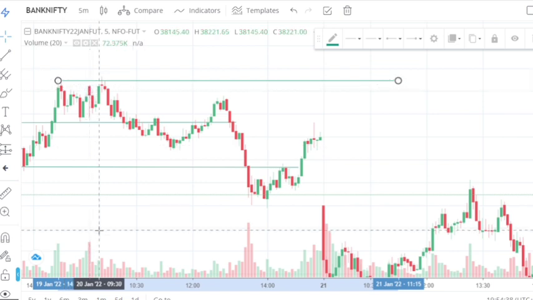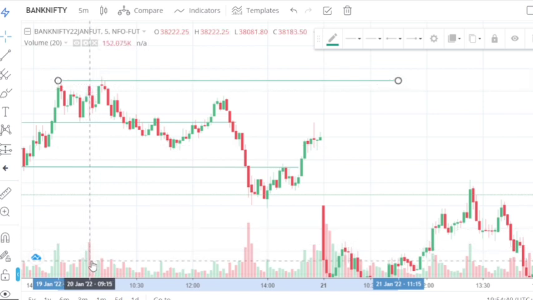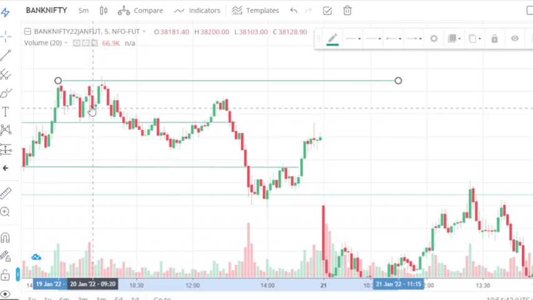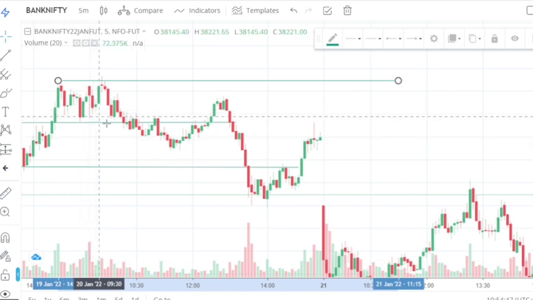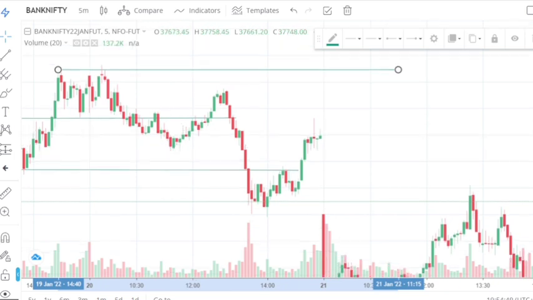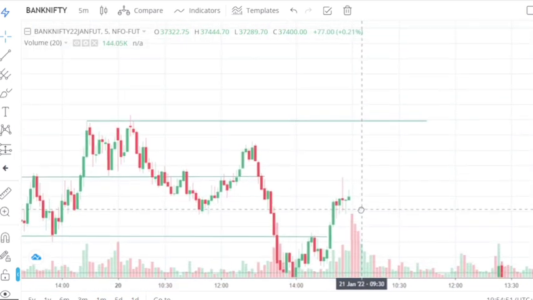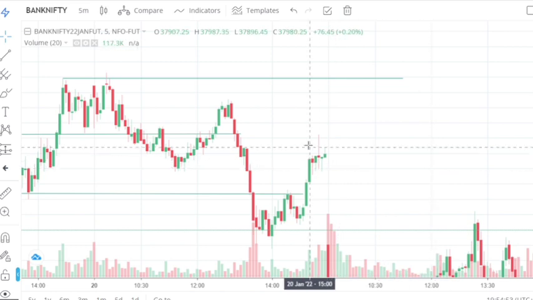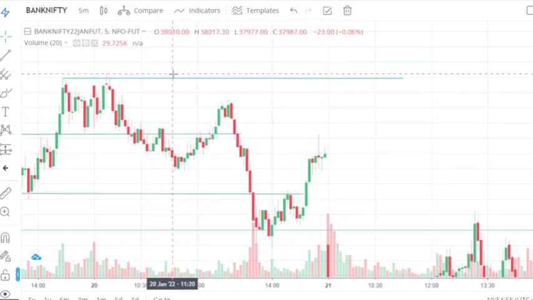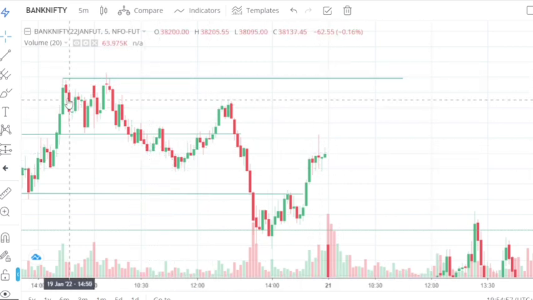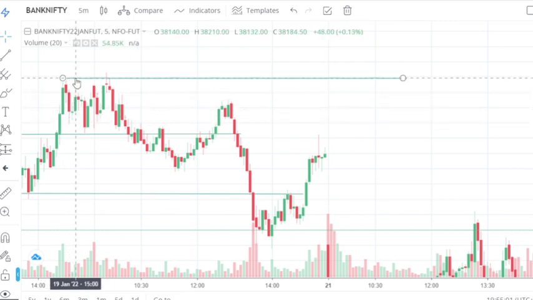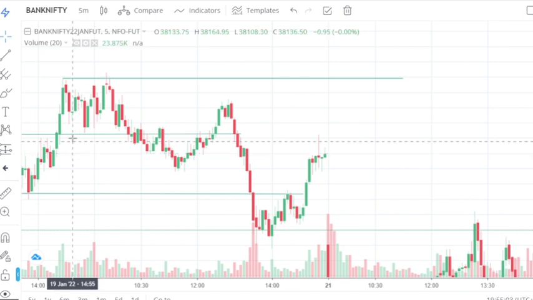So it started with a big volume, but you see here the next candle volume is reduced. So there are more chances it will reverse. I will zoom it out first. So there are more chances it will reverse, but up to what level is it going to reverse? This is my resistance level, this is my support level.